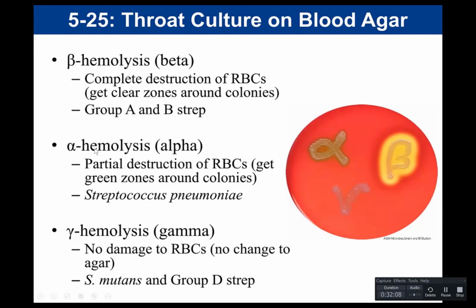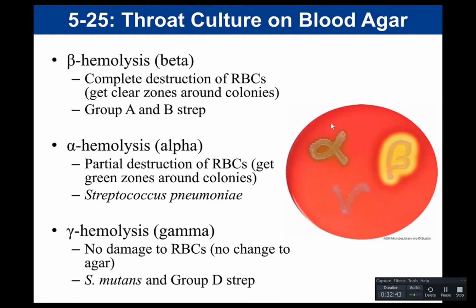Alpha hemolysis. This is going to be the partial destruction of red blood cells. And so you get this green zone around the colonies. And that's because the red blood cells, the hemoglobin, gets broken down into something called methemoglobin. And it gives the agar this kind of greenish hint because the hemoglobin is not fully digested. And so of the 5 strep that we test, strep pneumoniae would be the one that would be alpha hemolytic.